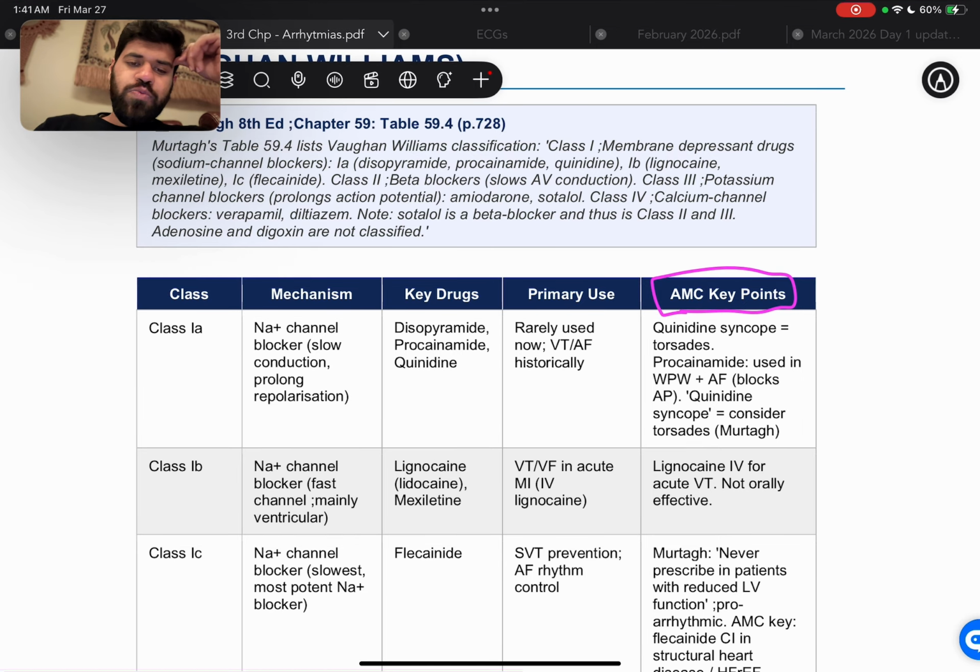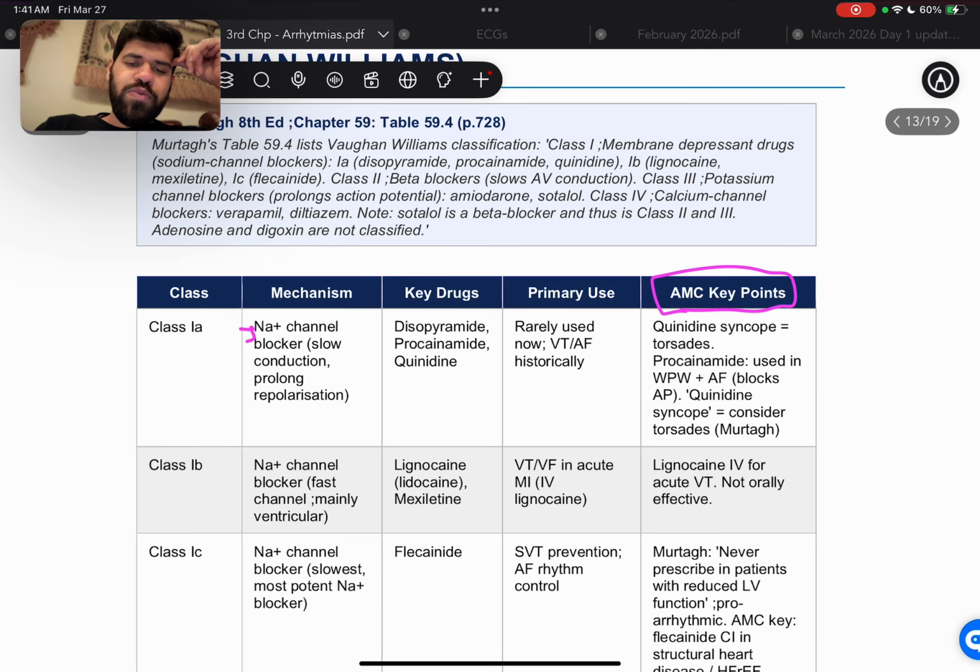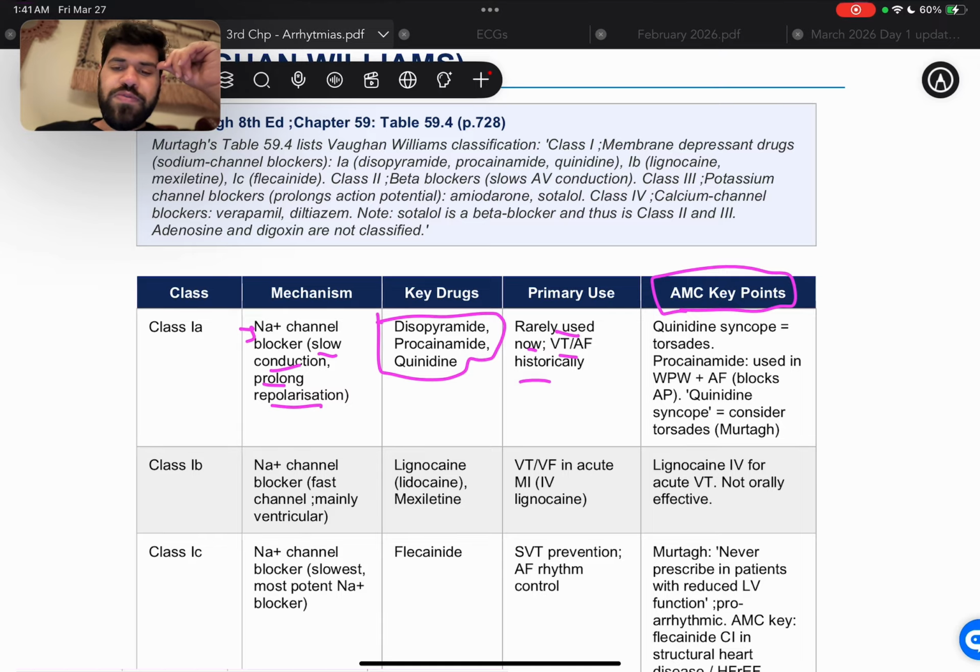So class 1A would be sodium channel blockers, which slow the conduction and prolong repolarization. These are the important drugs for this, and they are rarely used now because they used to be used for VT and AF historically. All right, so quinidine syncope could mean torsades, and procainamide is used in WPW and AF.